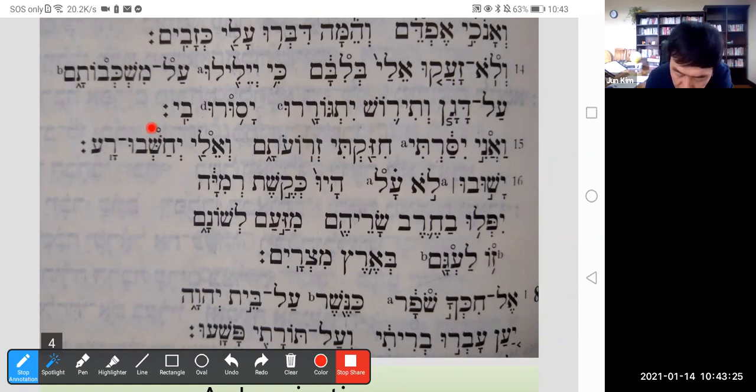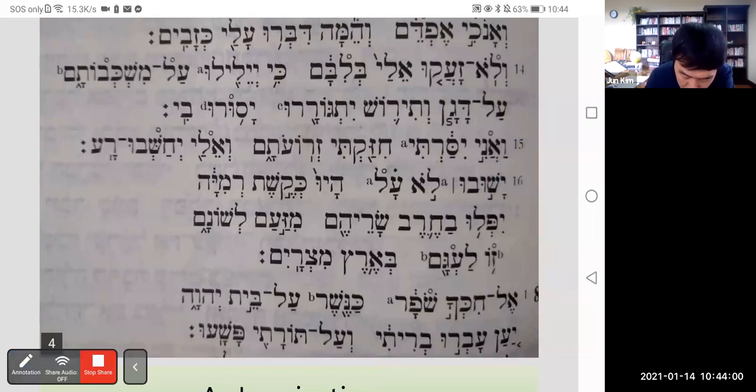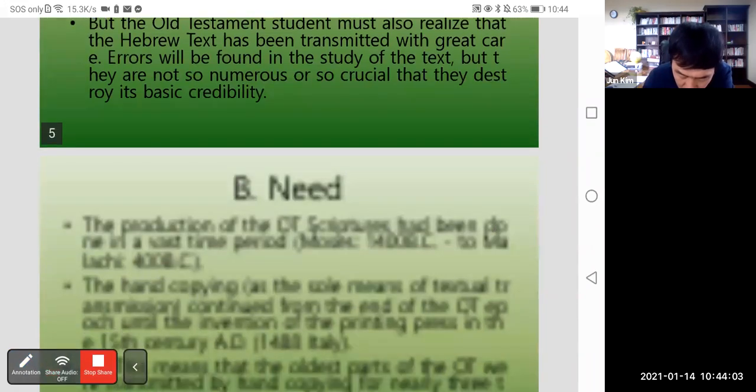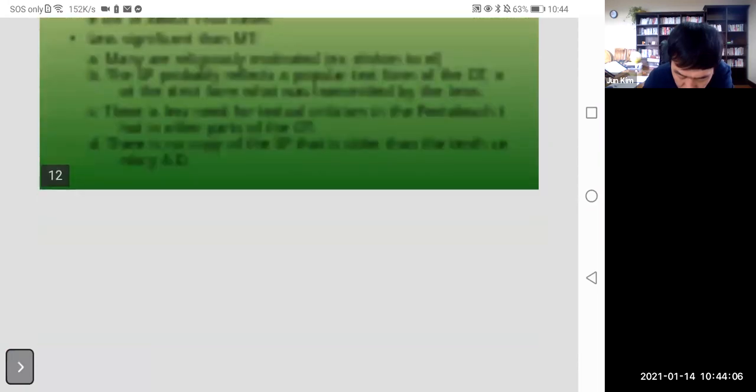And as you can see, it has some letters, A, B, C. Those words that come with English alphabet letters such as A, B, C are leading you to the information of textual criticism at the bottom. We call it the textual apparatus. So if you go down to the bottom section, then you will see the information. Now, I'm going to show you it.